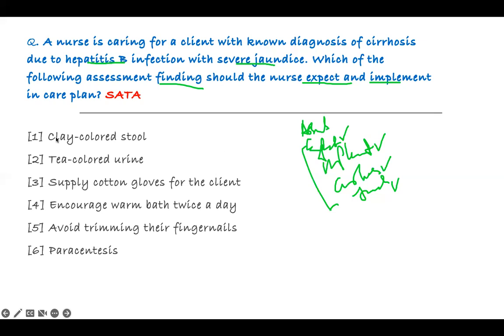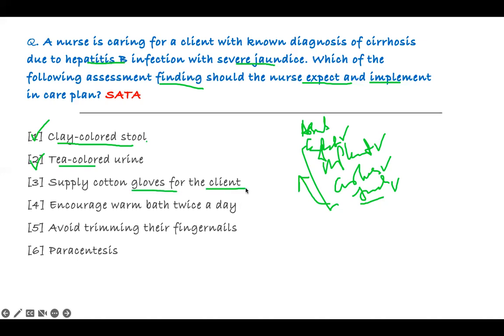Therefore, let me evaluate. Clay colored stool. How does it relate to these four words? I see jaundice may be a clue. If you have jaundice, you see it under your tongue, your skin is yellow, and your stool becomes clay colored instead of a normal brown. Therefore, this is fine. Tea colored urine. Instead of your urine being the normal color, it becomes tea colored, a sign of jaundice. Supply cotton gloves for the client.